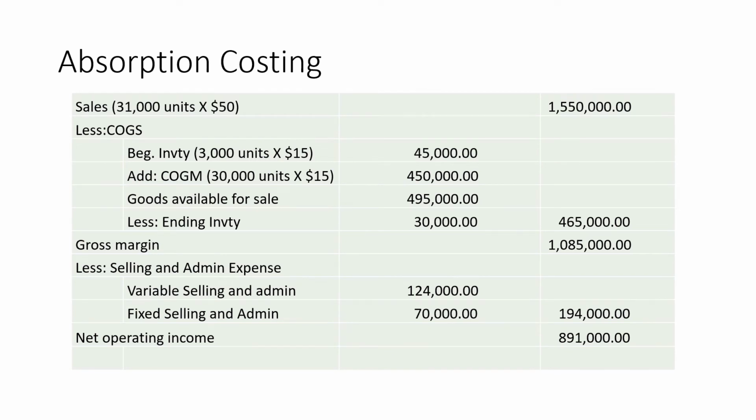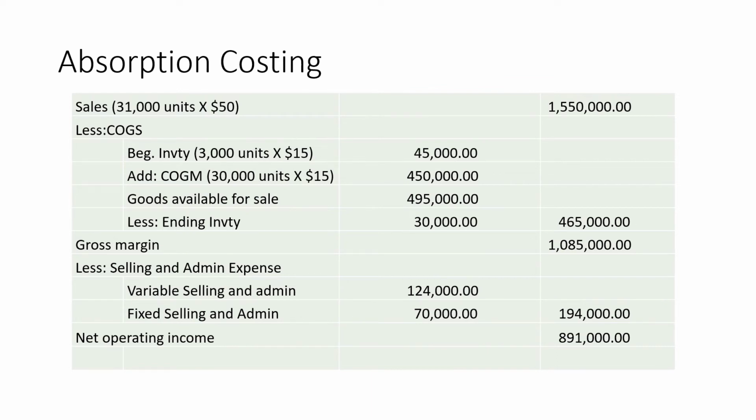Now, let us take a look at the income statement for year 2 under absorption costing. Now, sa year 2, magkano net operating income under absorption costing? It's 891,000. So again, we begin with, paano na-compute yan?